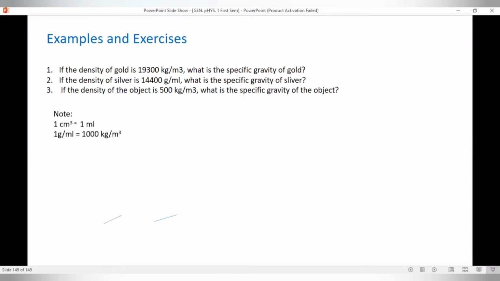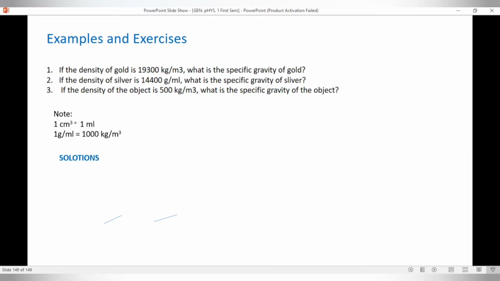For number 1 solution, but let us take note of this first. These are our constant values. The density of water is equal to 1 gram per cubic centimeter, or 1 gram per ml. If you have 1 gram per ml, that is also equal to 1,000 kilograms per cubic meter. We will use these later on.